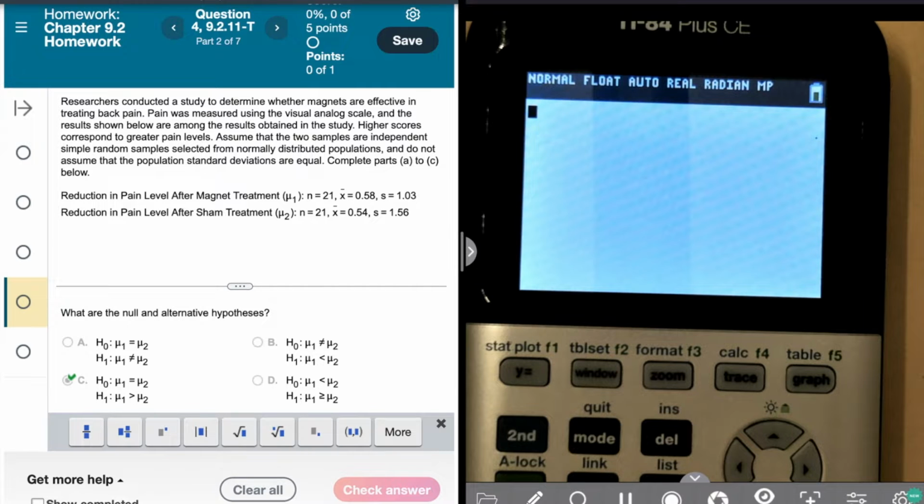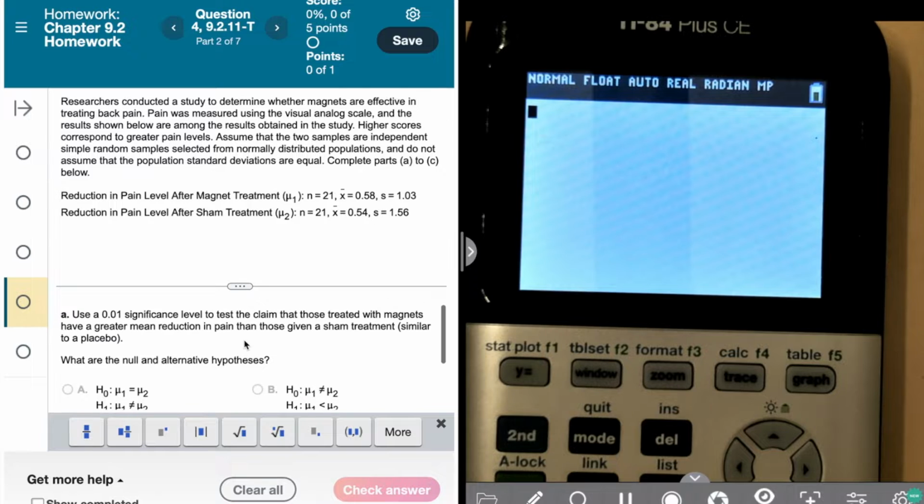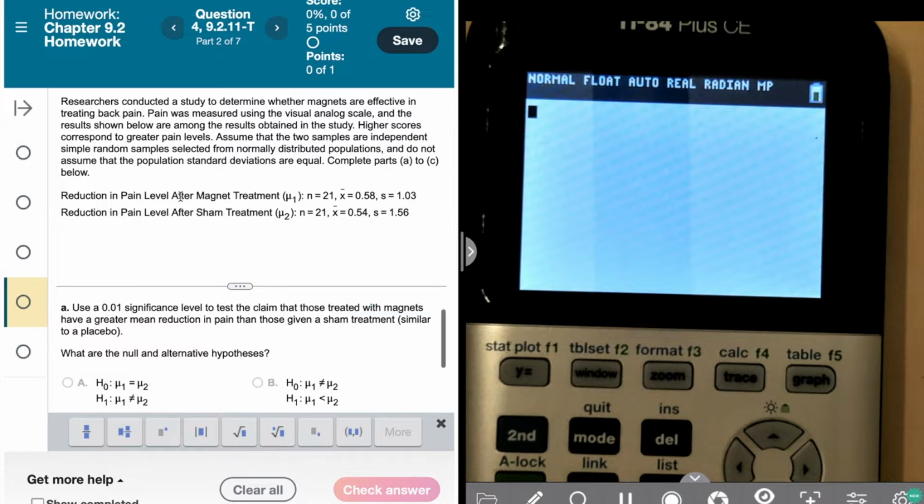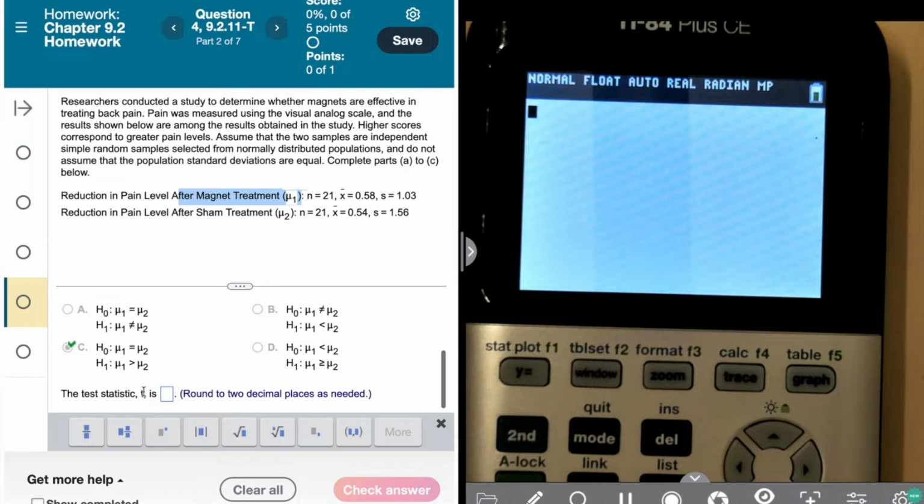All right, so here we are on question 4. This time, if you read through the null and alternative hypotheses in the question, it says we want those who were treated with the magnets to have a greater mean reduction in pain. Well, the mean magnet treatment group is group 1, so we want their mean to be greater than, so that leads us to choosing C.